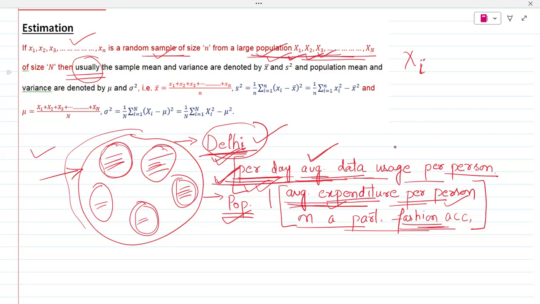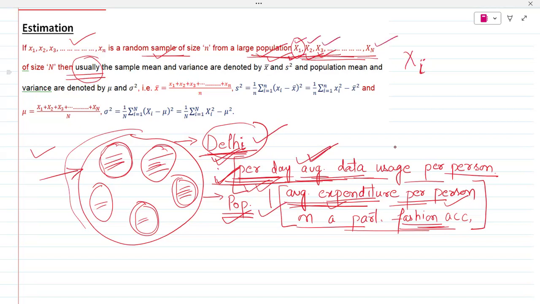Actually, whether this example or this example, what will this capital X1 be? This capital X1 will be the first citizen. Actually, what we do is give the citizens of Delhi some ordering: one citizen is given as the first citizen, then the second citizen, third citizen, and nth citizen.